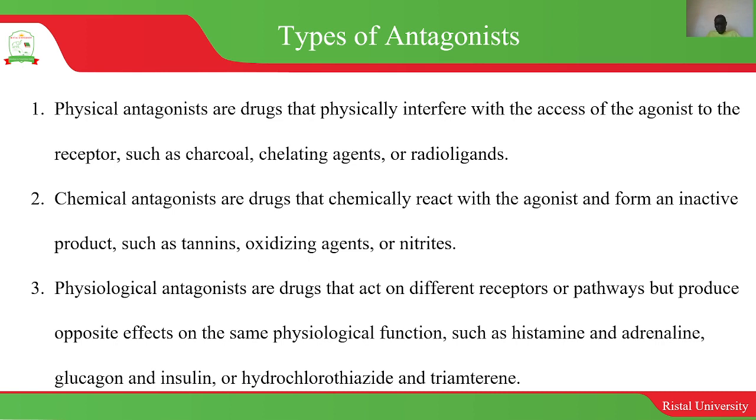Physiological antagonists are drugs that act on different receptors or pathways but produce opposite effects on the same physiological functions, such as histamine or adrenaline, glucagon, and even insulin. Hydrochlorothiazide or trimethoprim. Hydrochlorothiazide is just one of the diuretics, a thiazide diuretic that we use. You might know Lasix commonly, so we use all of them, especially in patients with renal failure, because they allow these particular patients to pass an enormous amount of urine because of their actions in the renal tubules.